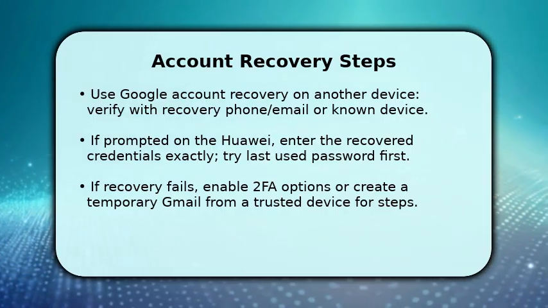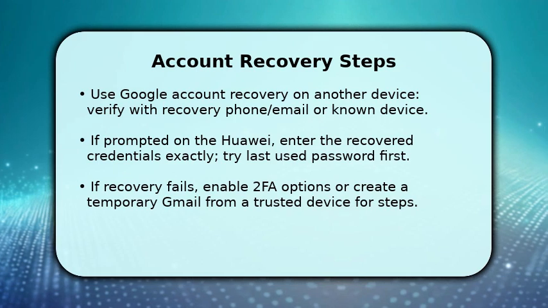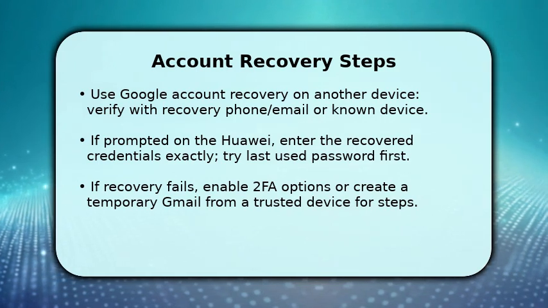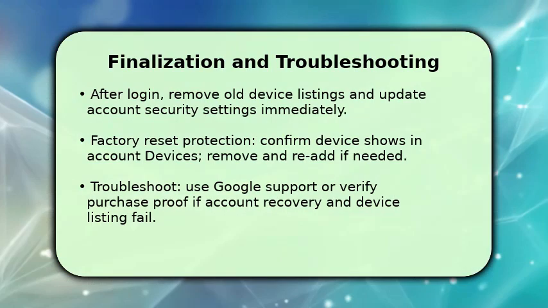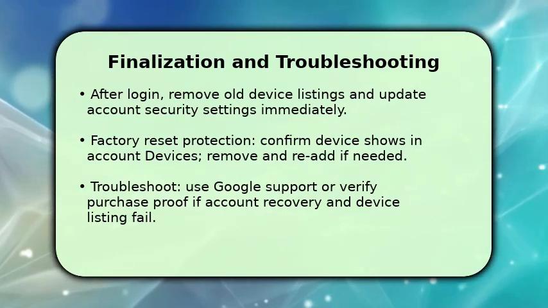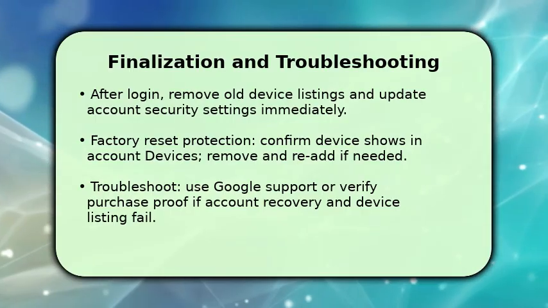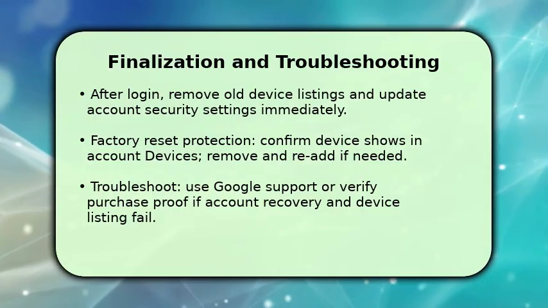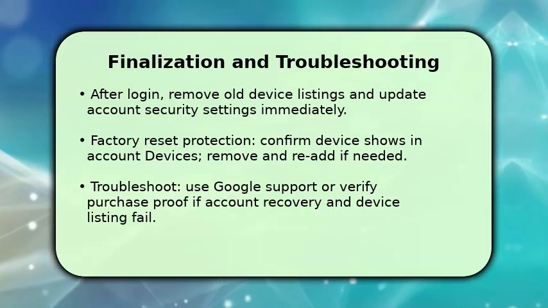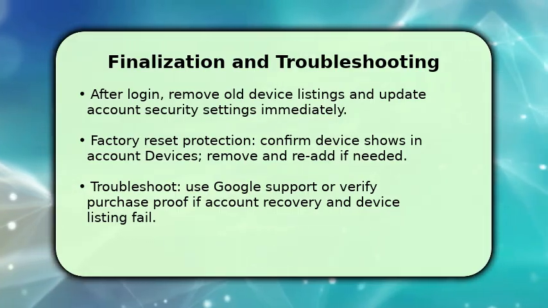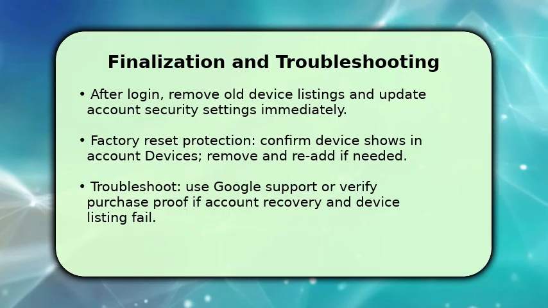If recovery stalls, enable 2FA on the account or prepare a trusted device to finish by securing and syncing the account on the Huawei. Remove outdated devices from your Google account, update the password, and re-enable sync so contacts and Play restore. Make sure the phone appears under Google account devices. If not, remove and re-add the device after a successful login.